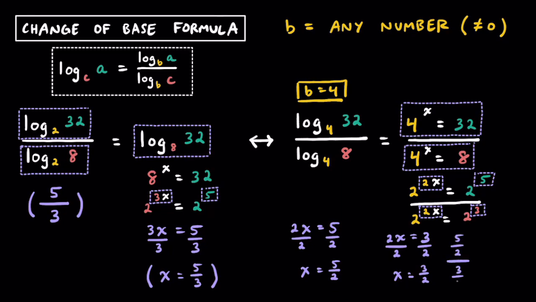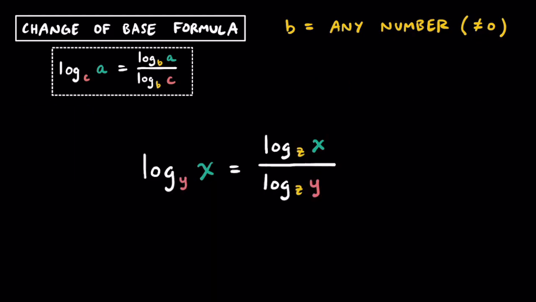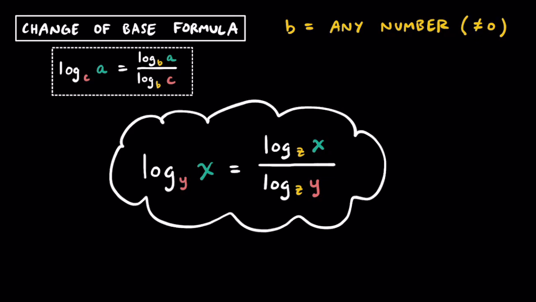Taking the 5 halves we got on top and dividing that by the 3 halves we got on bottom, we can divide these two fractions or multiply by the reciprocal of the second fraction and see that this does also equal 5/3. And generalizing this to other numbers, we have log base y of x is equal to log base z of x divided by log base z of y. Just keep in mind that z can be any base as long as it's not equal to 0, but also remember that it can't be negative because of the domain of logarithmic functions.